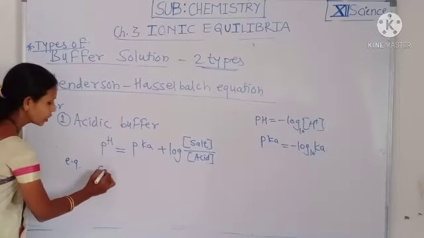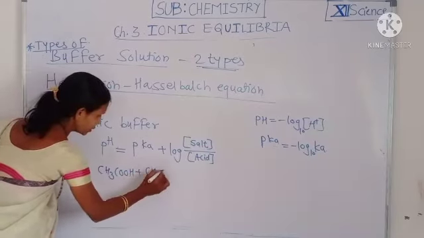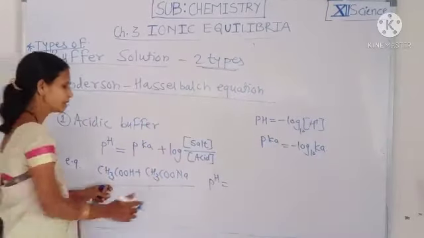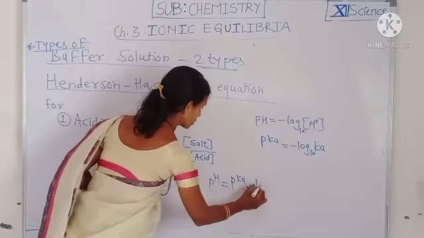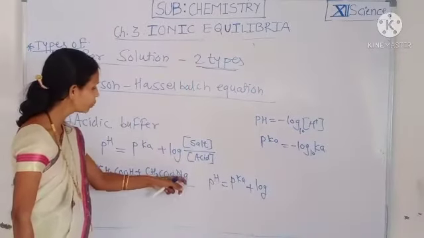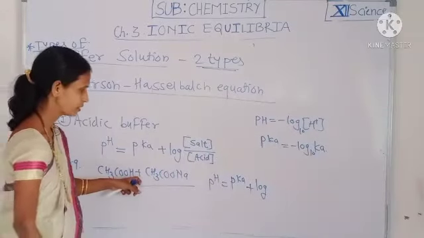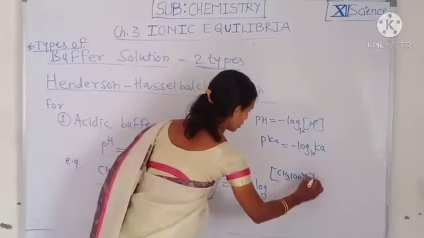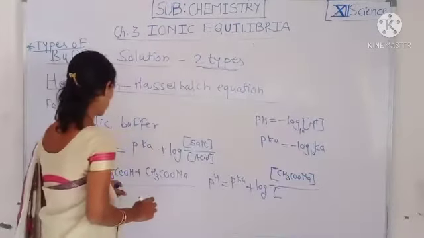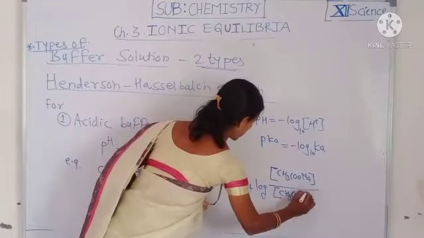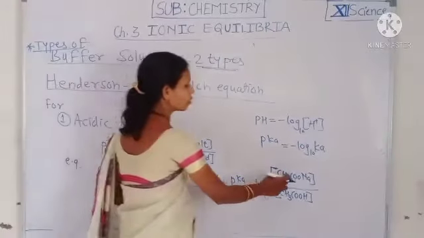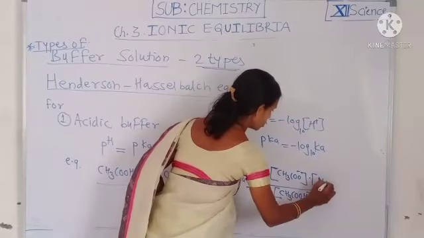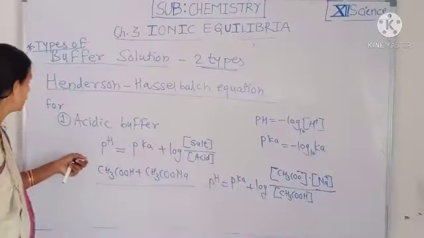For example, for the CH3COOH plus CH3COONa acidic buffer, the pH is equal to pKa plus log of, here the salt is CH3COONa and the acid is CH3COOH. Therefore, here it is log of the concentration of the salt, that is CH3COONa, upon the concentration of CH3COOH. Then see here, the salt is strong, therefore it dissociates into CH3COO minus and Na plus. That is the pH of an acidic buffer.